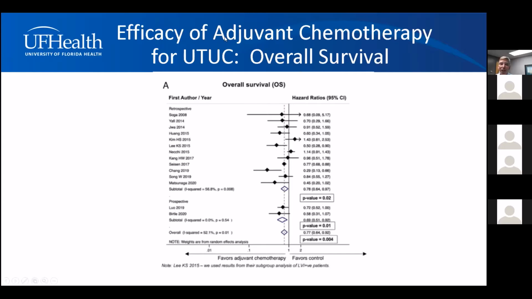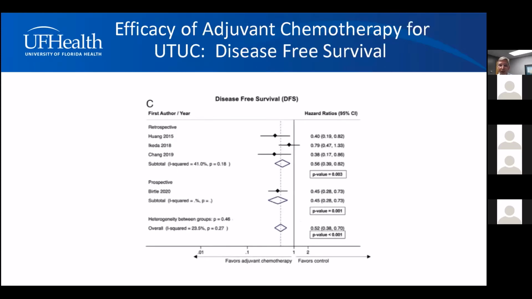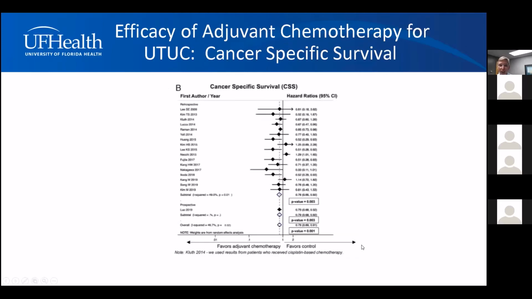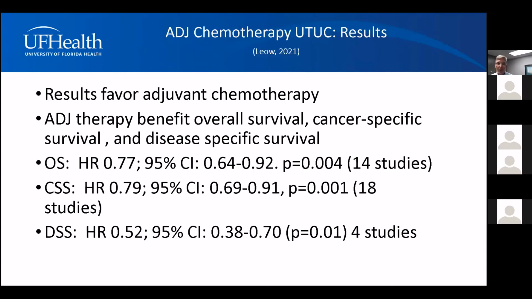Now we're looking at the efficacy of adjuvant chemotherapy and overall survival in this group, in this meta-analysis. Here, the study demonstrated overall survival really favored adjuvant chemotherapy versus the controls. In disease-free survival, the adjuvant chemotherapy was favored over the controls. And in cancer-specific survival, the adjuvant chemotherapy was favored over the controls. The results favor adjuvant chemotherapy.